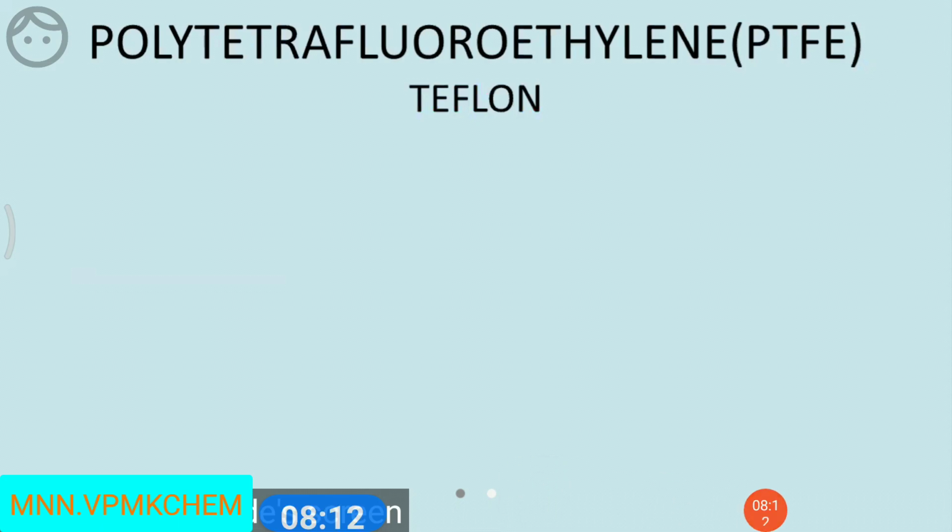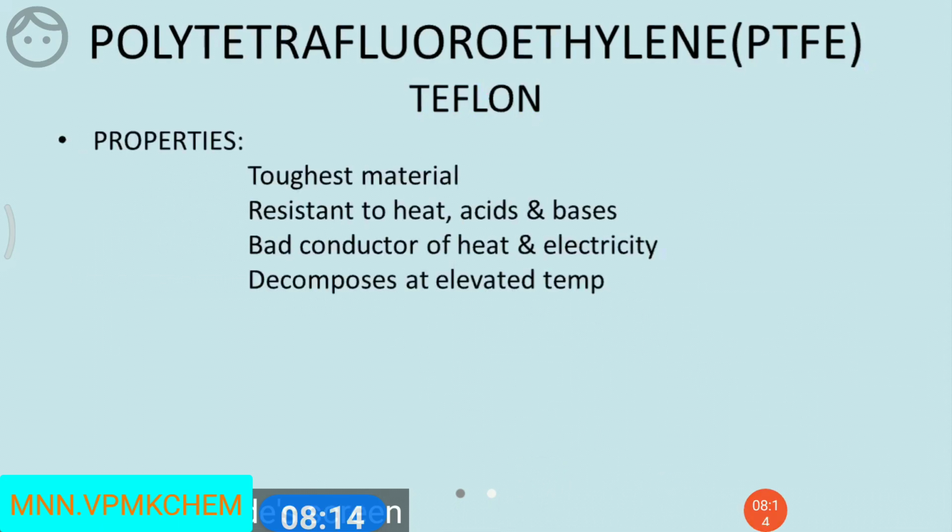So let's discuss properties of Teflon. Teflon is the toughest material. It is resistant to heat, acids, alkalis. It is a bad conductor of heat and electricity. It does not get decomposed at elevated temperature. It has the highest mechanical properties, and when we talk about the use of Teflon, because of that it is used in various articles or products.